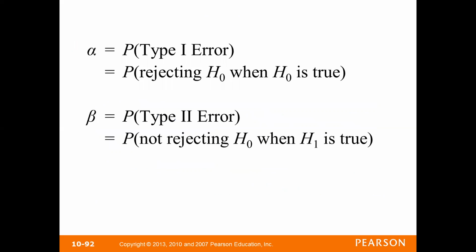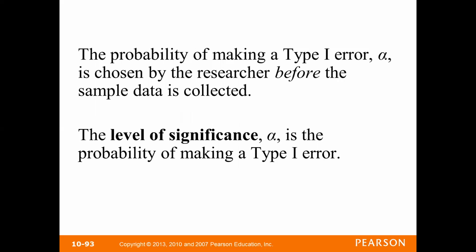So alpha is the probability of rejecting the null hypothesis when it is in fact true, and beta is the probability of failing to reject the null hypothesis when the alternative is true, or equivalently when the null hypothesis is false.